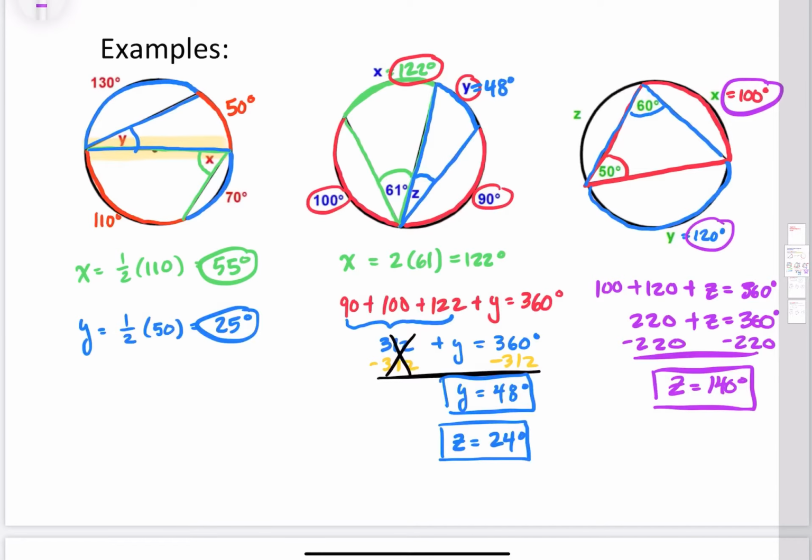Okay, so remember, the rule for where the vertex is on the circle: if the vertex is on the circle, it's going to be 1/2 the intercepted arc. All right, let's take a look at the next one.